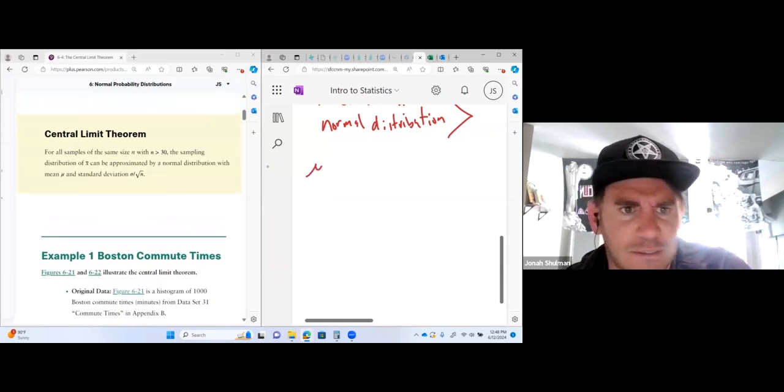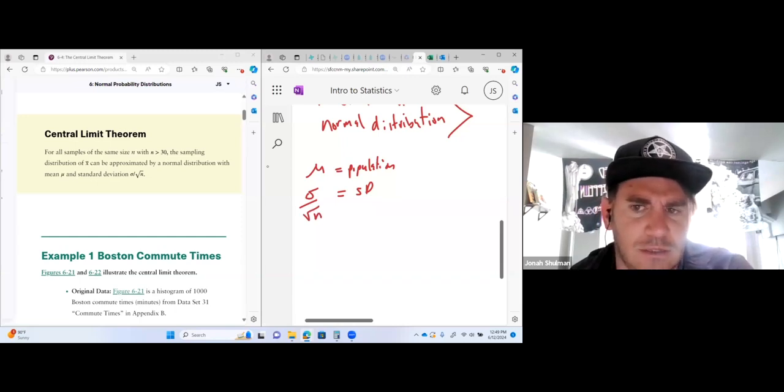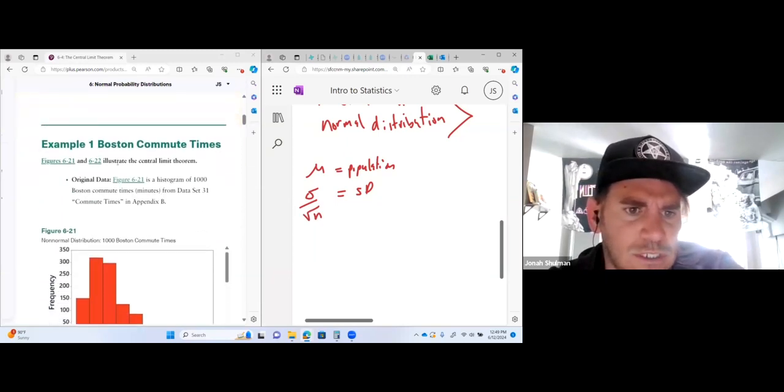Remember, we have our mean. This is the population mean, or our normal distribution mean. We have our standard deviation, which is going to be over the square root of n, okay?